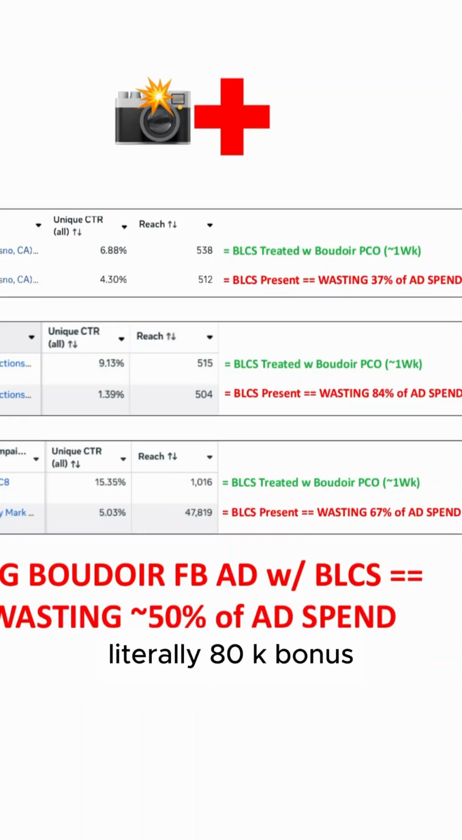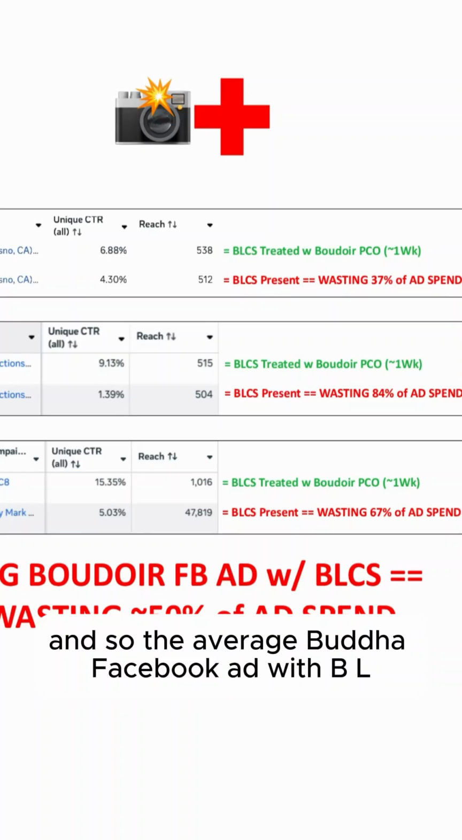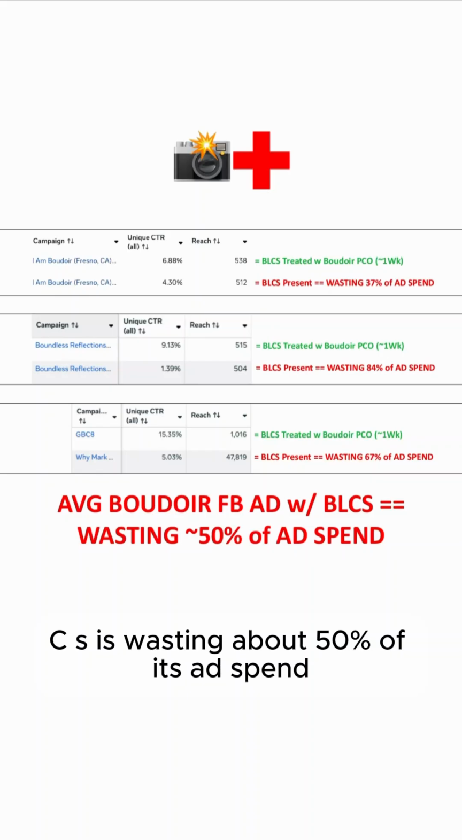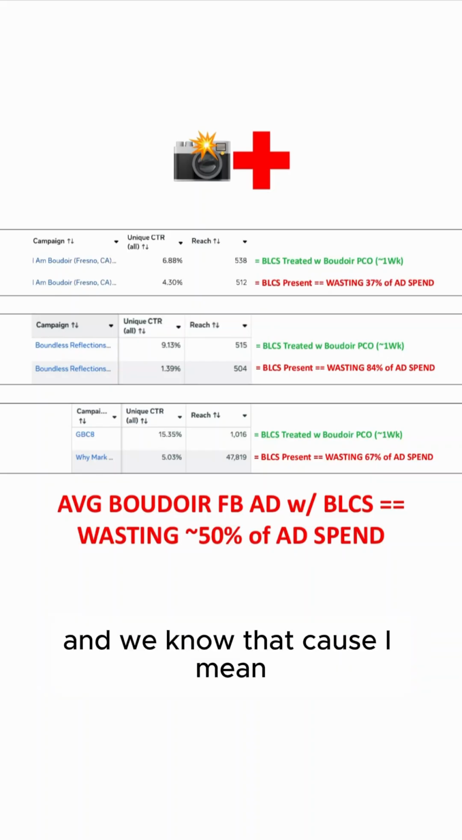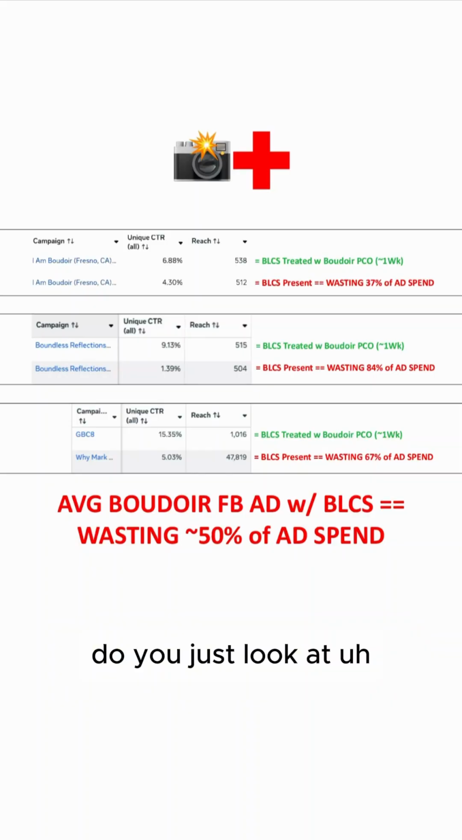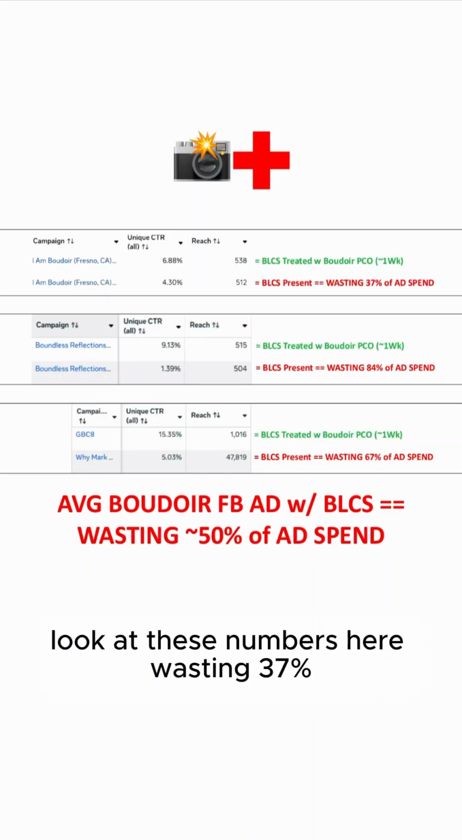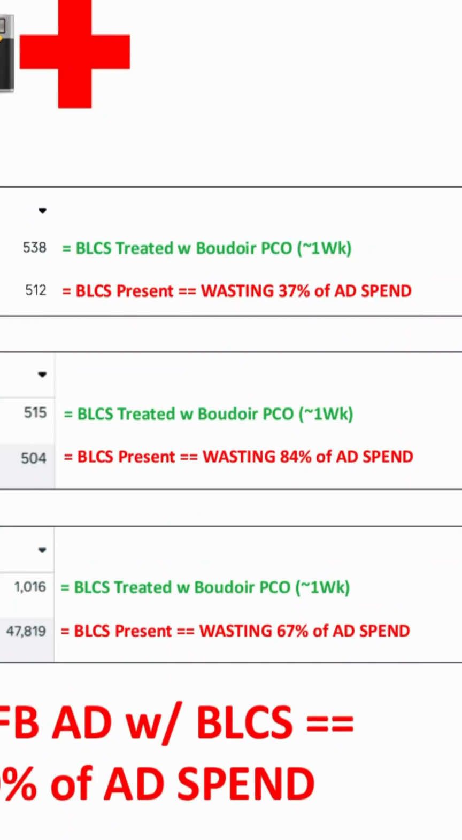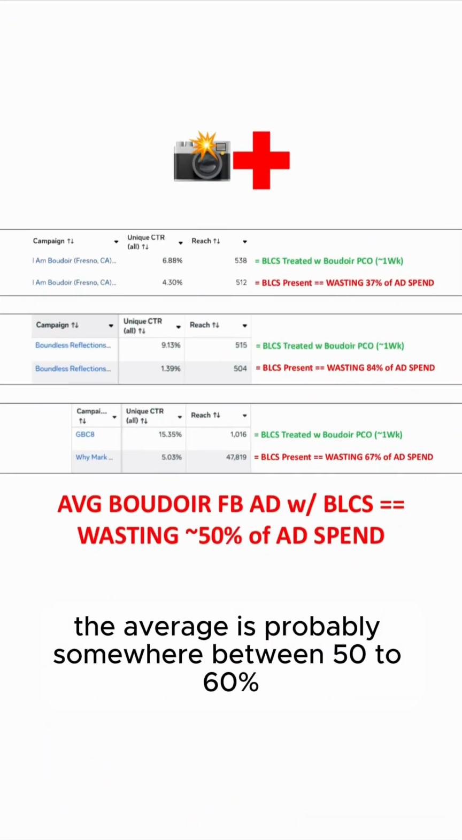Literally, 80K bonus. And so the average Boudoir Facebook ad with BLCS is wasting about 50% of its ad spend. And we know that because, dude, just look at these numbers here. Wasting 37%, wasting 84%, wasting 67%. Average these numbers out, the average is probably somewhere between 50 to 60%.